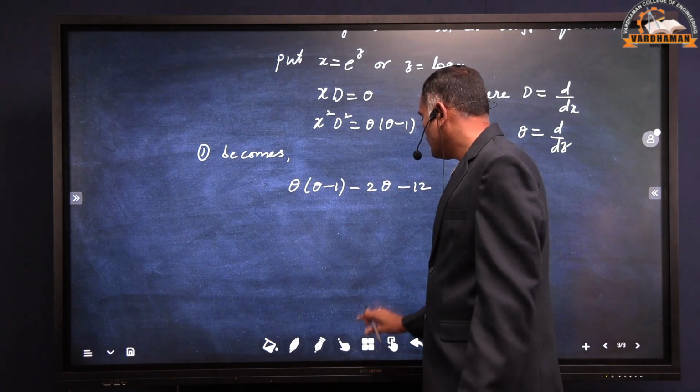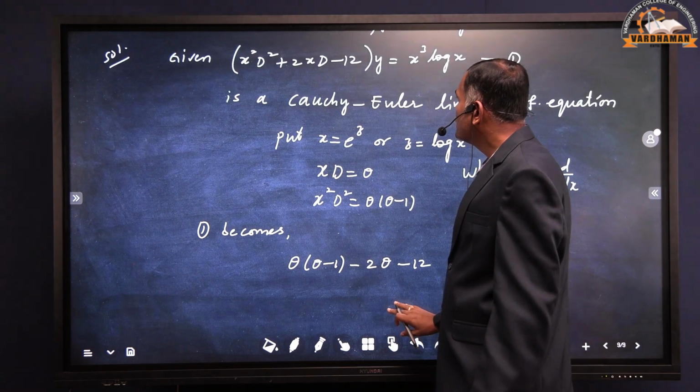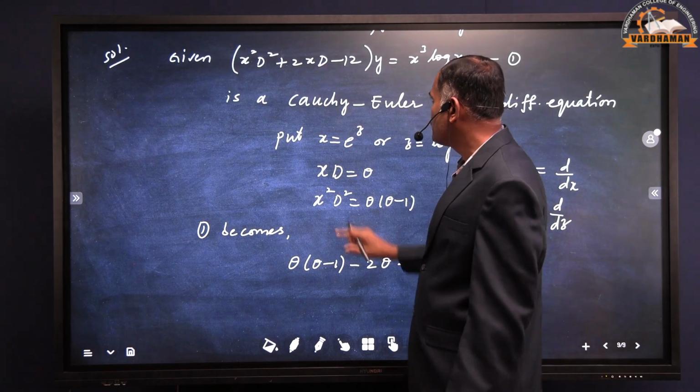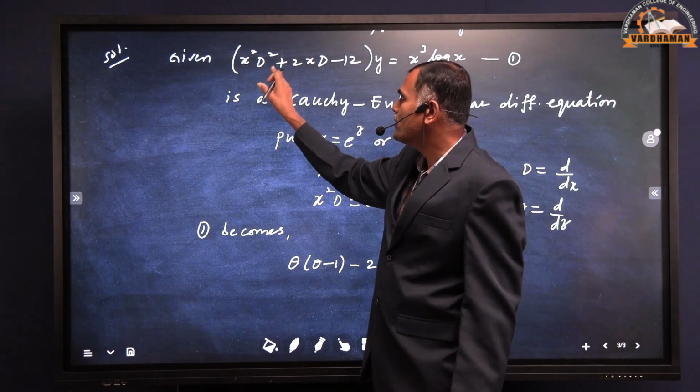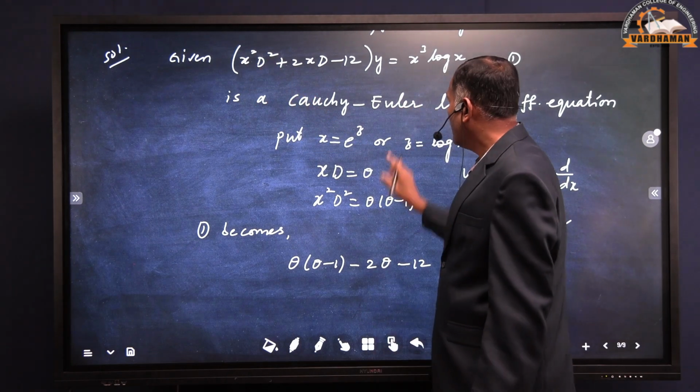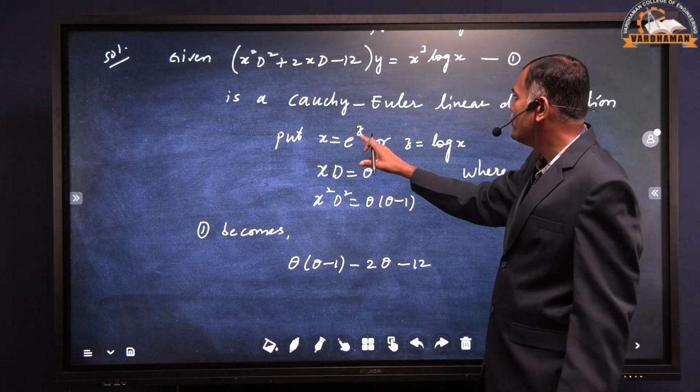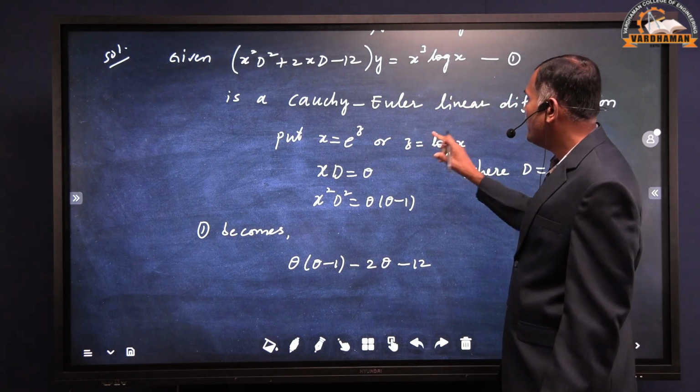Let us see what is the given form. This is θ plus 2 into xD. In place of xD we can write θ. In place of x squared D squared we can write θ into θ minus 1. In place of x we can write e power z. In place of log x we can write z.